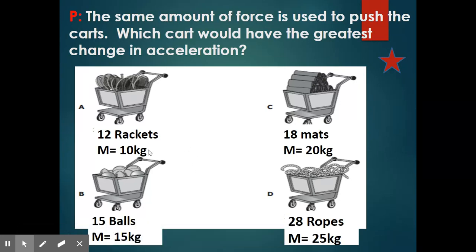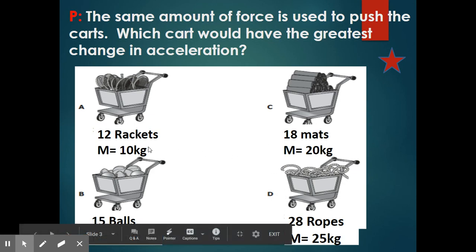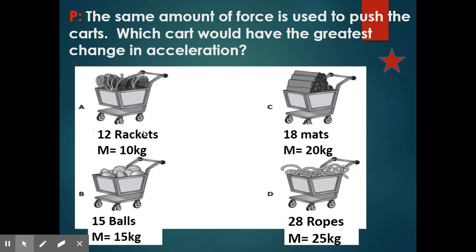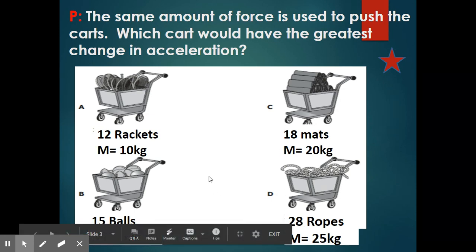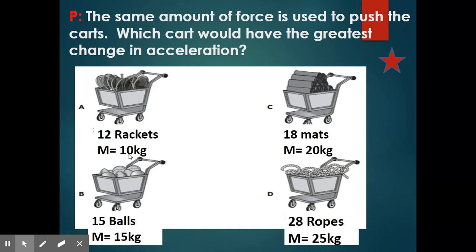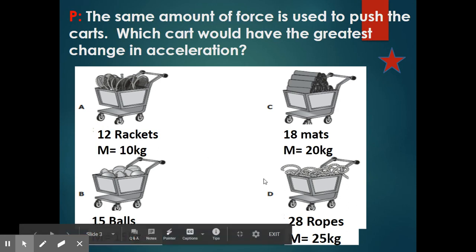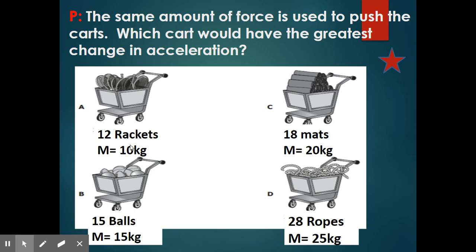So here you have to be very careful about your numbers because they're trying to trick you with what they have in the cart. But what the object is doesn't matter in this scenario. You just have to look at which cart has the smallest mass. And if we look here, cart A has a 10 kilogram mass. Cart B has a 15 kilogram mass, cart D 25 kilogram, and cart C 20. So the cart with the smallest mass is going to be the one with the 10.